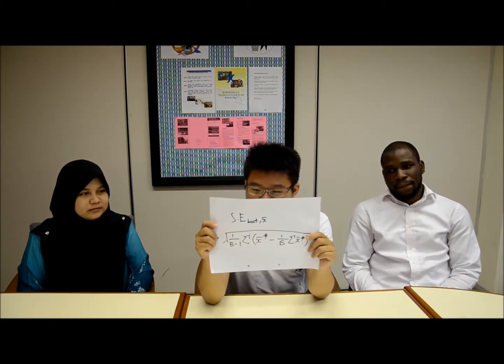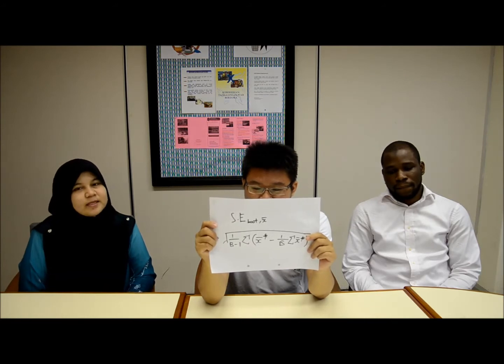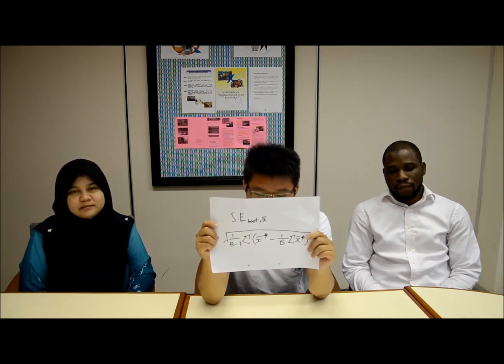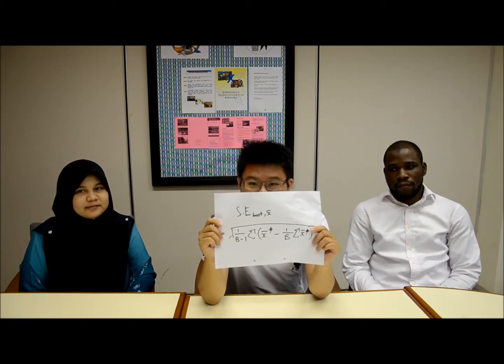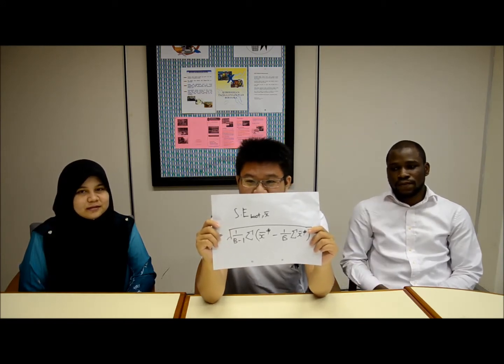What is the bootstrap standard error of a statistic? A bootstrap standard error of a statistic is the standard deviation of the bootstrap distribution of that statistic. So the formula is as shown, where B is the number of resamples and X bar star is the mean value of an individual resample. This is the formula for the bootstrap standard error.